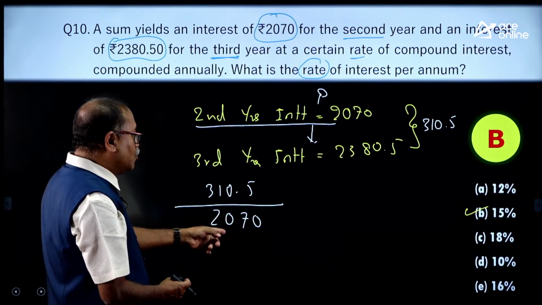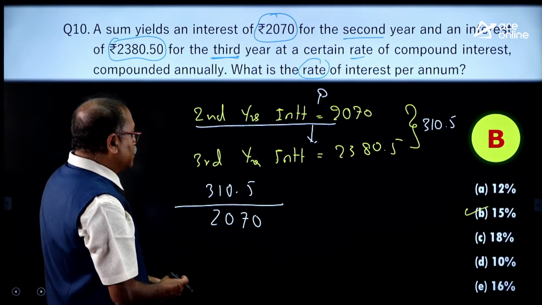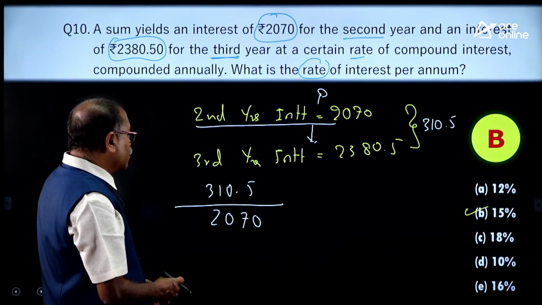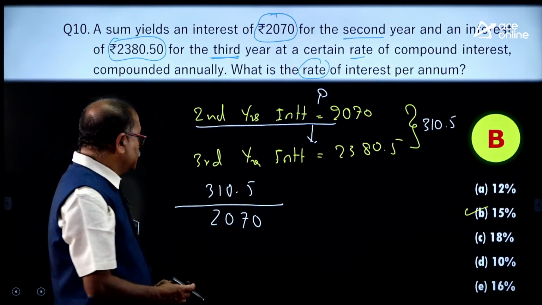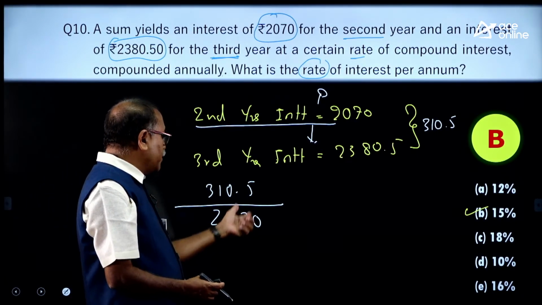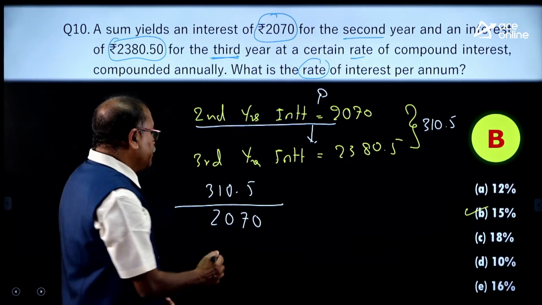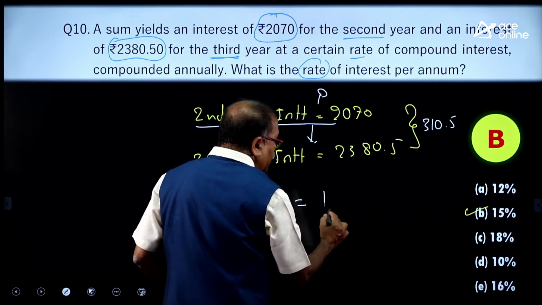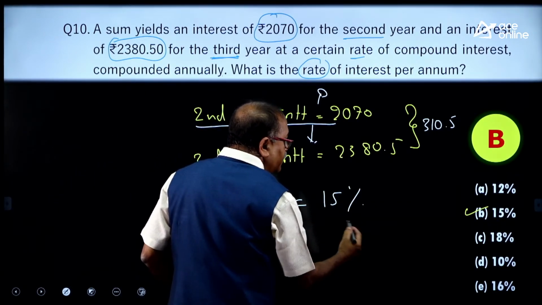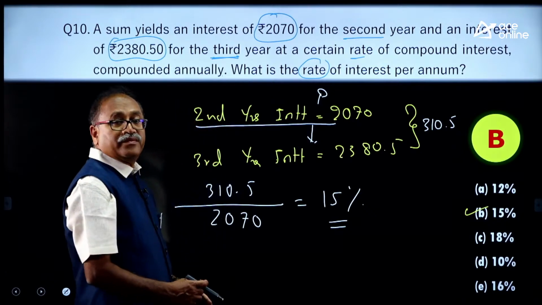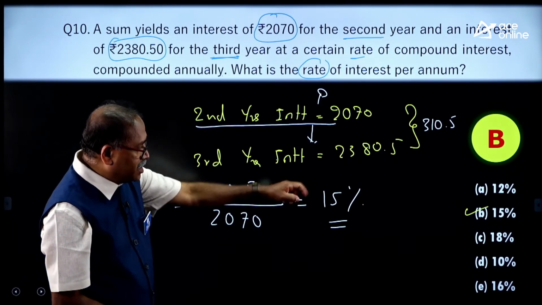If I place the 0 over here, then is it not 15%? 10% plus half of this, 15%. That is your answer, my dear friend. Option B.